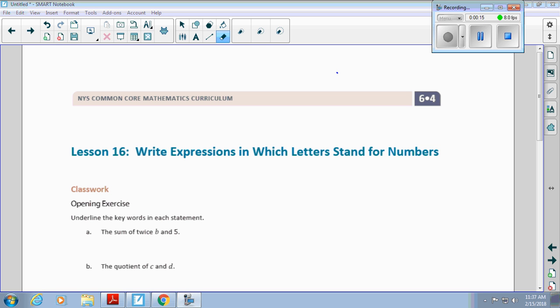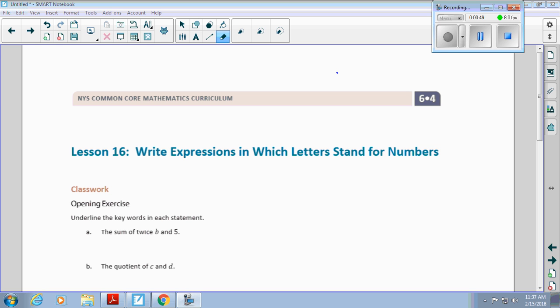Anyway, today what we're doing is lesson 16 in our Module 4 workbook, and it is writing an expression in which letters stand for numbers, with a real focus on multiplication and division, because we've already learned the addition and subtraction words and how we translate those into mathematical expressions, and today we're going to expand that knowledge just a bit. We're going to use the module examples to practice, but we're going to kind of do our own thing a little bit and not necessarily follow the directions they give us.